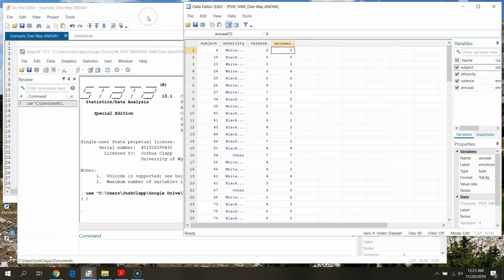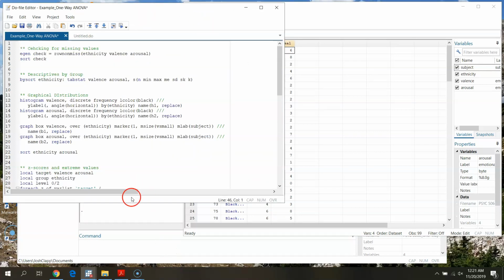Okay, so what I'm going to start by doing is I'm going to run an egen command. I'm going to generate a new variable called check, and I'm going to tell Stata to calculate a number for all non-missing rows looking at ethnicity, valence, and arousal. What I want to do here is just run this as a quick check to see if I have any missing values in this set.